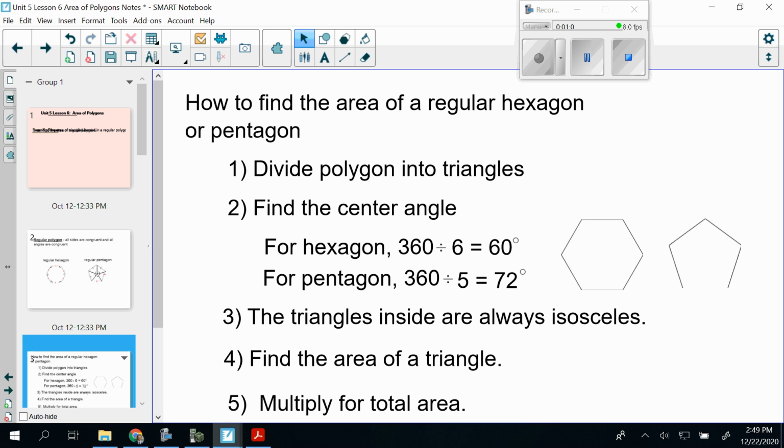So just some general guidelines: divide into triangles. We're going to find what those center angles are. We're going to find the area of the triangle, knowing that they're always isosceles, and then multiply by the total number of triangles to get the total area.